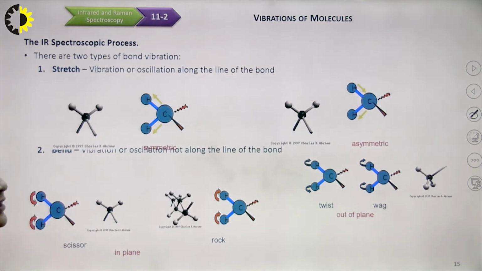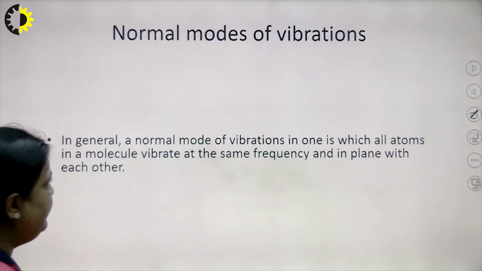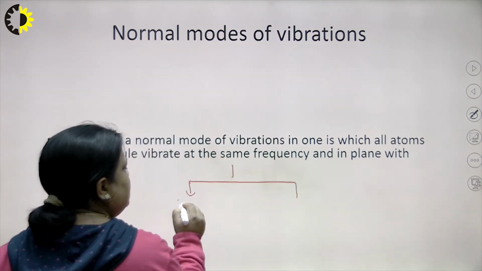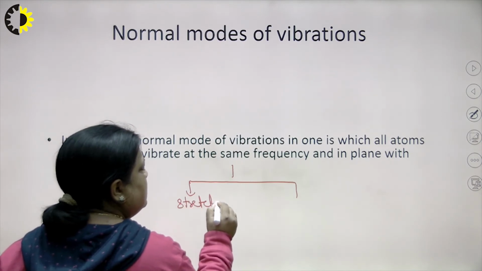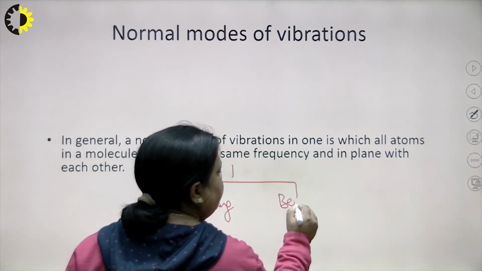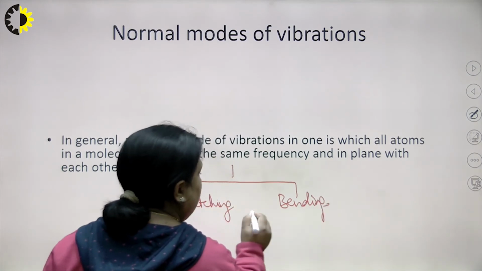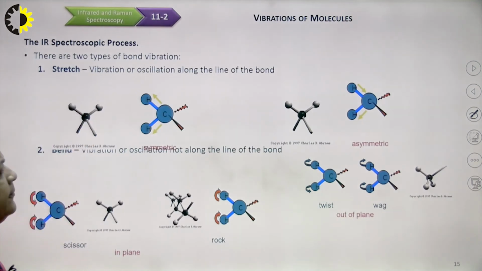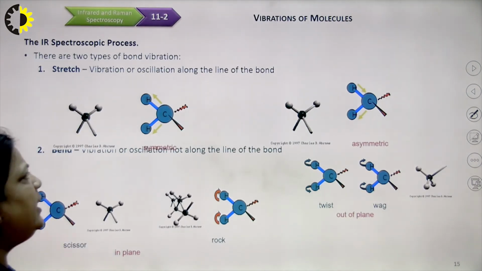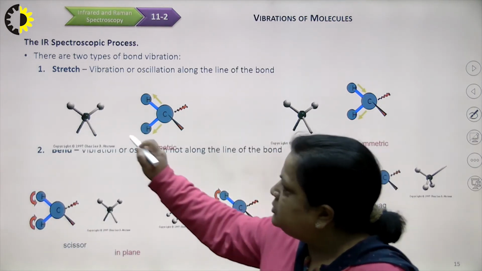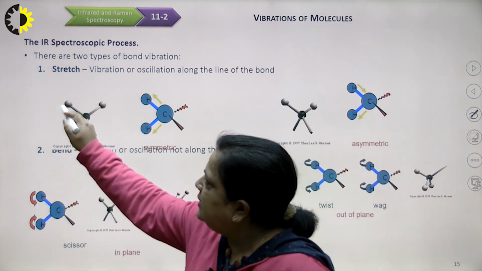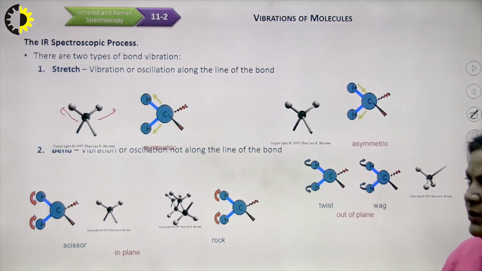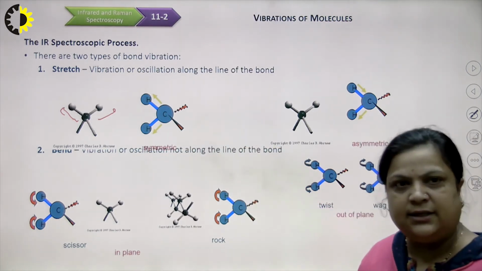First is stretching. So, in normal modes of vibration, we can say it is of two types. First is stretching and second is bending, because the bonds are like a spring and a spring can be stretched or bent. So, in stretching, the vibration or oscillation is along the line of the bond. If stretching is like this, that either both are this side or both are towards the central atom, then this type of stretching is called symmetrical stretching.